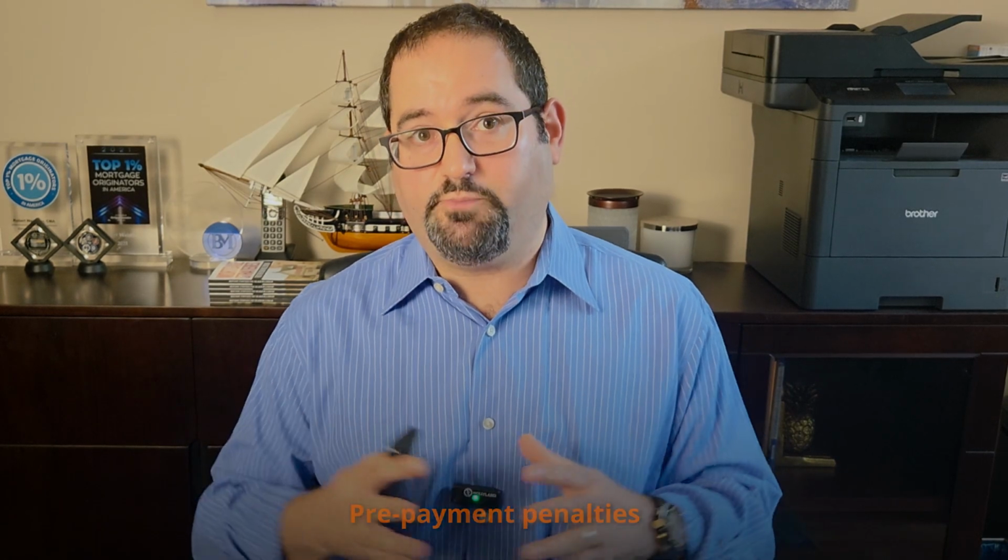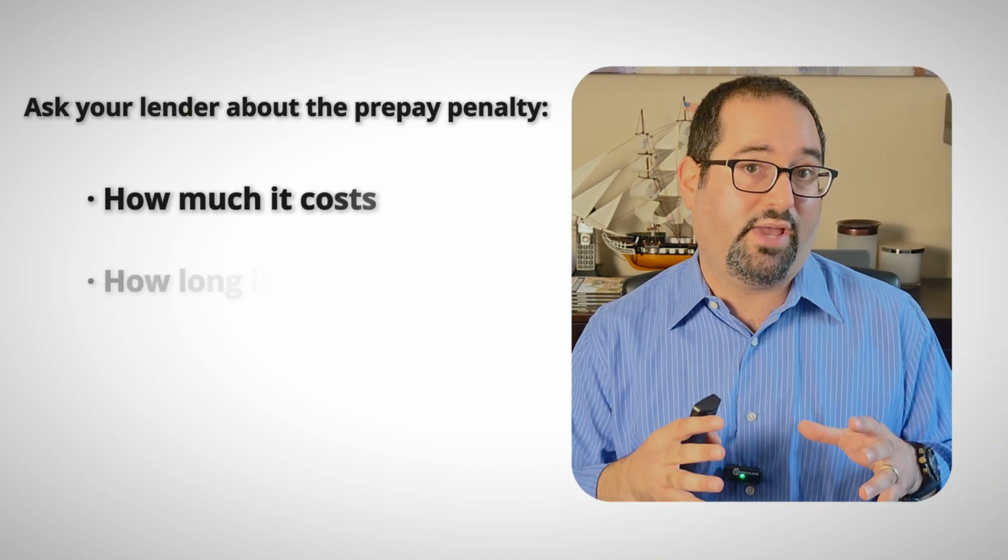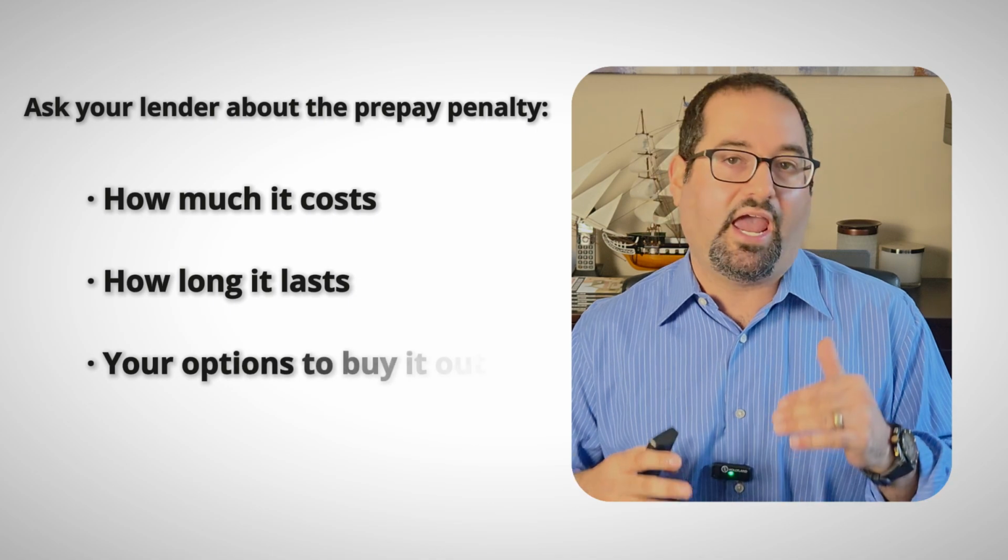Prepayment penalties. This is a big one. Most DSCR loans can lock you into a 3 to 5 year prepayment penalty, so it's important you discuss this with your lender so you know how much your penalty is, how long it'll last, and what options you have to buy it out.